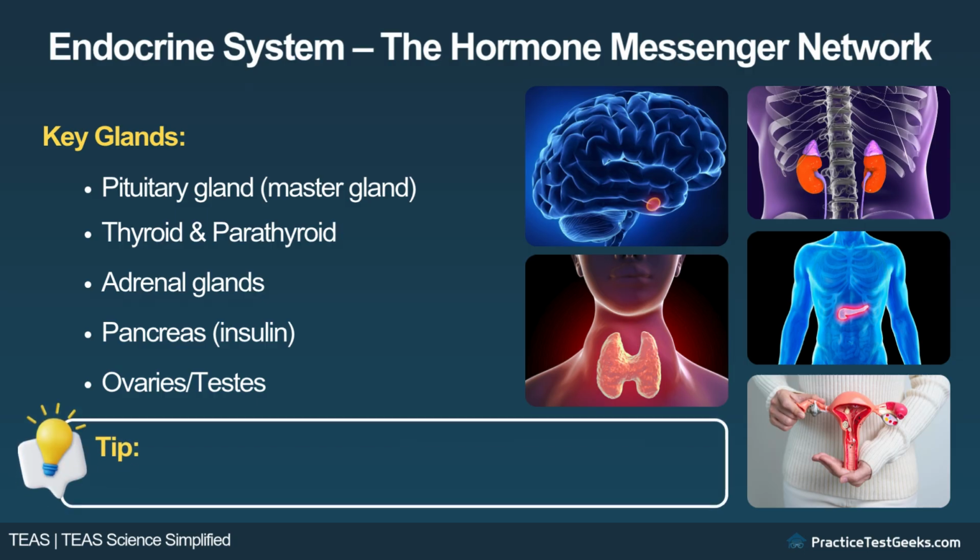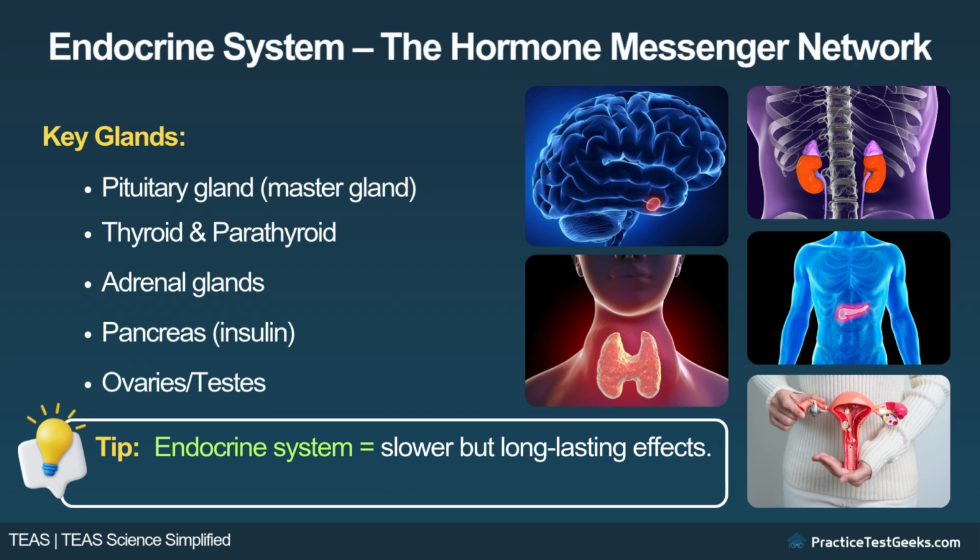Here's a key TEAS tip. The endocrine system works slowly, but its effects last longer, unlike the nervous system, which acts quickly and briefly.